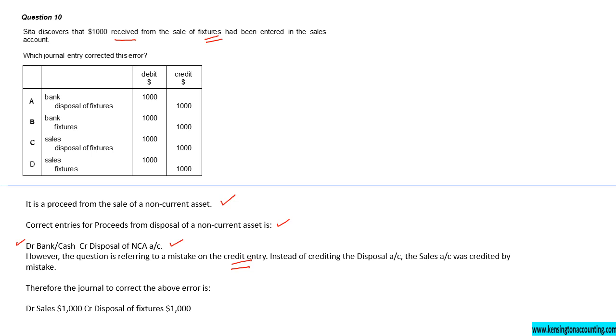Now, how do we correct it? We need to reverse that credit entry to the sales account. Therefore, we need to debit the sales account, and we need to credit the disposal account to correct that mistake. Therefore, we need to debit the sales account and credit the disposal of fixtures account. Therefore, the correct answer is C.